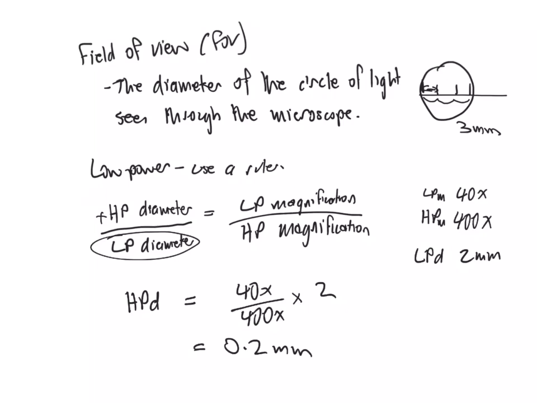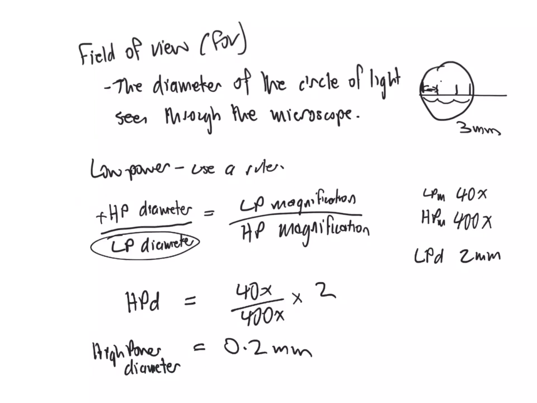All right, what does that mean? It means that the diameter at high power is only 0.2 millimeters. So that means that clearly we couldn't have used our ruler because our ruler had intervals of 1 millimeter. So that is how we use that formula to calculate the diameter at high power.